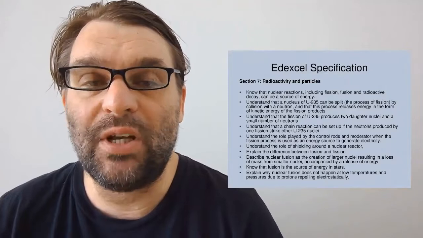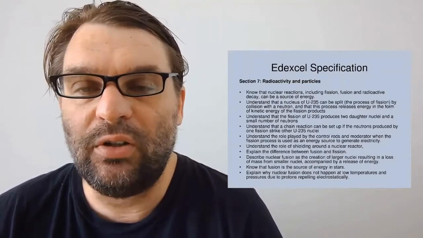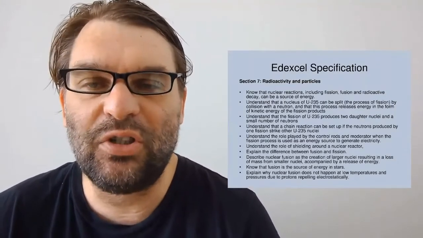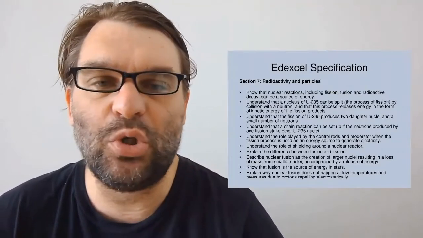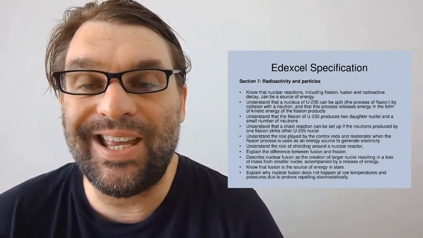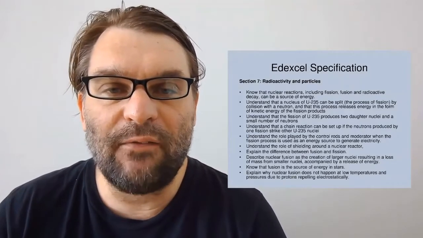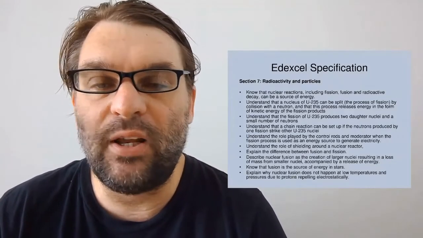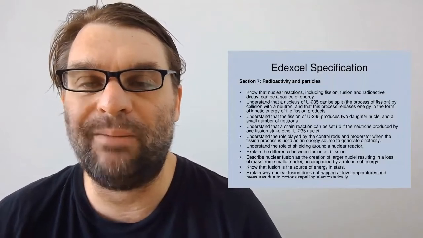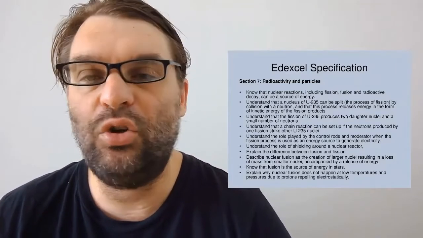Differentiate between nuclear fusion and nuclear fission, and describe nuclear fusion as well as nuclear fission, so both of them. And know that fusion is a source of energy in the stars, so our sun uses it as its source of energy. And finally, explain why nuclear fusion doesn't happen unless it's high pressure and high temperature. So let's now focus first on nuclear fission.